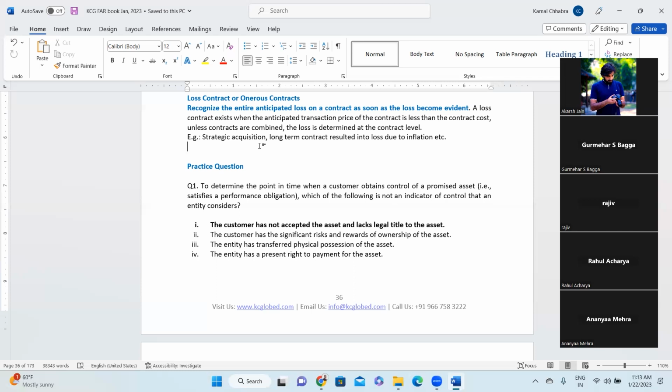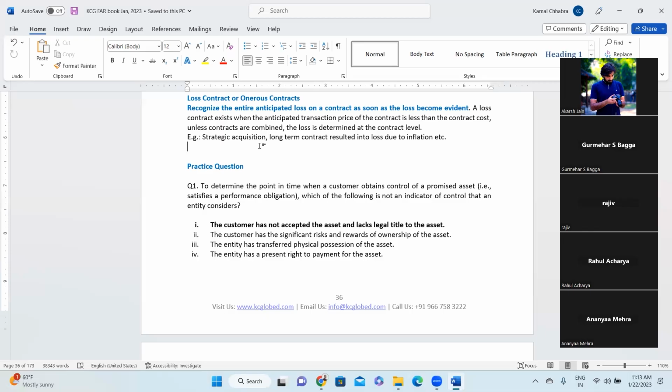So the point is, why does somebody get into an onerous contract? One is it may be a strategic move. Second is it may be wrong estimation. Third, it may be improper drafting of the agreement. That can be the reason.